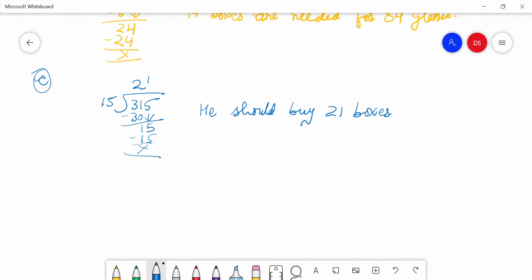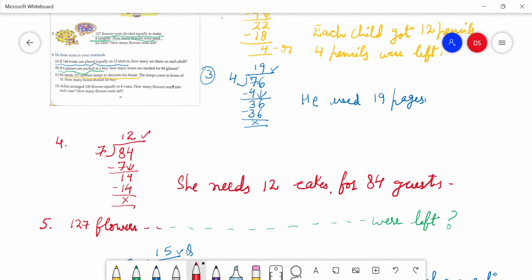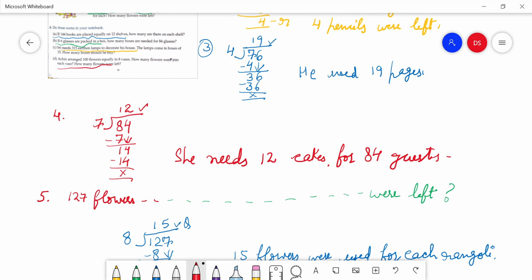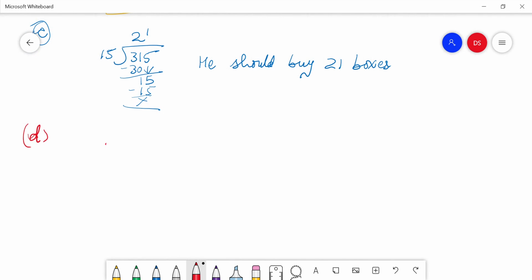Now we have one more part of this question. This is question number D. We will read it first. The question is, Achin arranged 100 flowers equally in 8 vases. The total number of flowers is 100 and he has arranged them in 8 vases. How many flowers went into each vase? How many flowers were left? How many total flowers? There are 100 flowers and 8 vases.